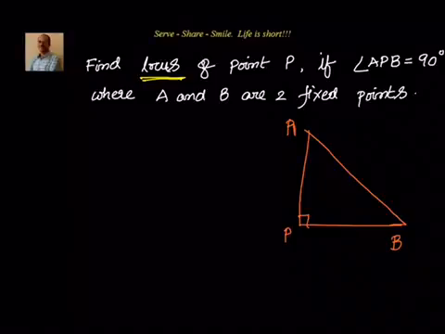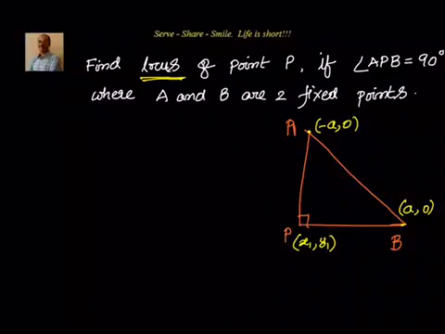For that, we will take this point P with coordinates x1, y1. We can take the two fixed points so that the solution will become easy. So we will take them as minus a comma 0 and a comma 0. These are the 2 points I have taken for A and B.